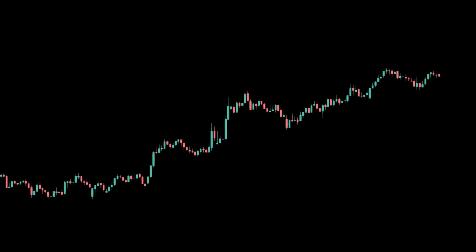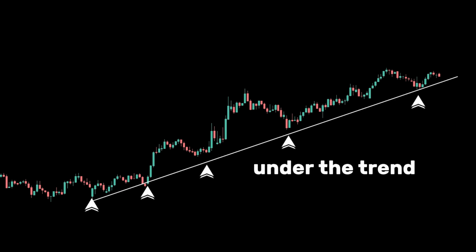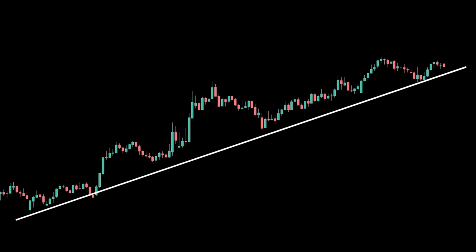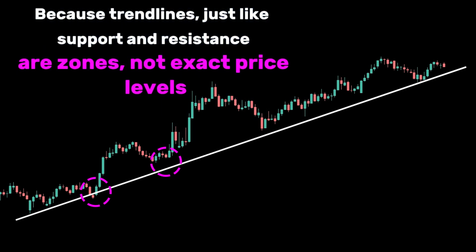Let me show you what I mean. In this chart, we've got an uptrend. Price is making higher highs and higher lows. Since it's an uptrend, you want to draw your trend line under the trend, connecting the swing lows. Then you adjust it just enough to line up with as many touches as possible. Now, yeah, you'll see some candles might overshoot the line a bit or not touch it exactly, and that's totally fine. Because trend lines, just like support and resistance, are zones, not exact price levels.